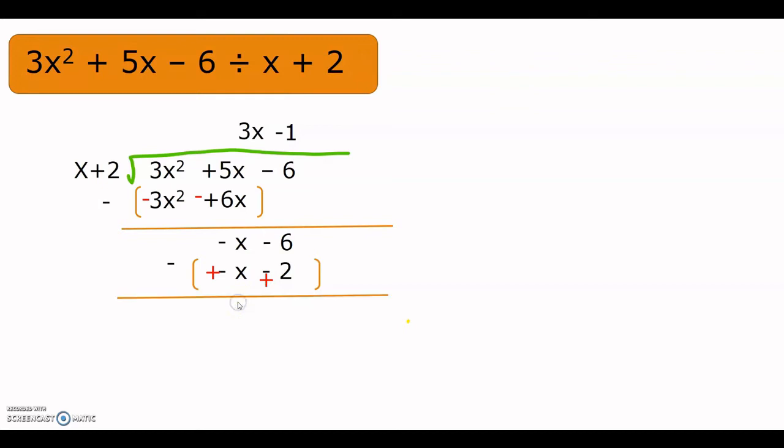Unlike sign, then subtract and copy the sign of the biggest number. So negative x plus positive x is equals to 0. And here we have negative 6 and positive 2, we have negative 4. So this will be our remainder. So we have 3x minus 1, a remainder of negative 4 over x plus 2.